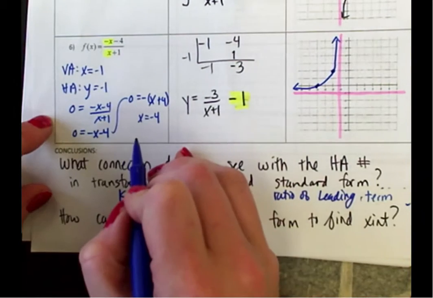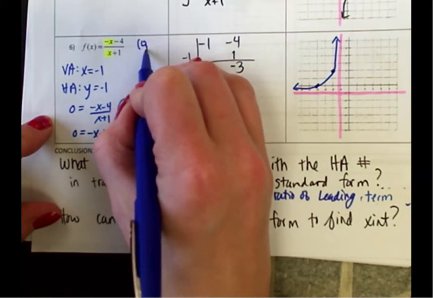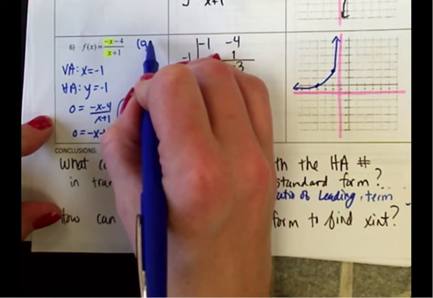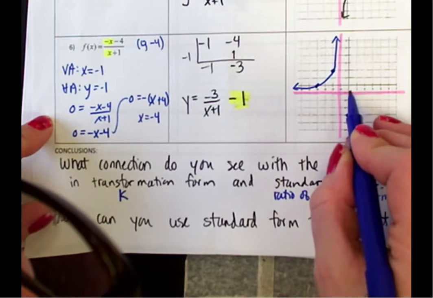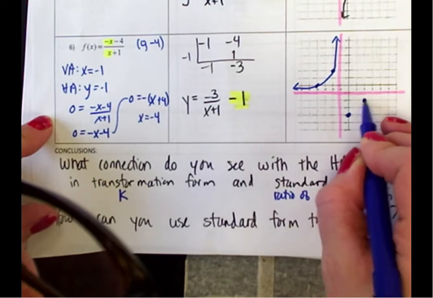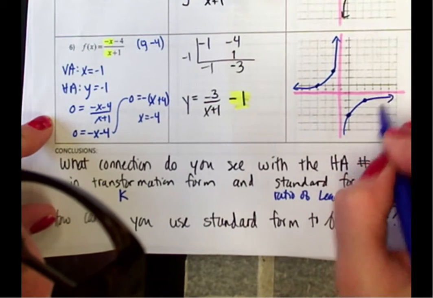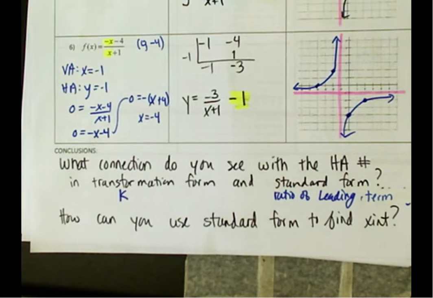Okay. Y-intercept? -4. 1, 3, 3, 1. You don't actually need transformation form to graph. You just have to know where to look to find those pieces.